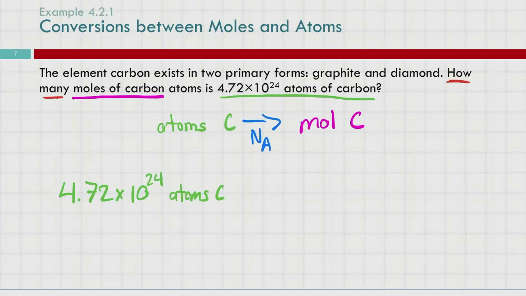Who remembers what Avogadro's number is? How many avocados do we have? Unlimited avocados. No, not unlimited avocados. It's 6.022 times 10 to the 23 units. In this case, our units is atoms, and that's the number that's in 1 mole. We are starting with atoms going to moles, so we're going to divide by our Avogadro's number.